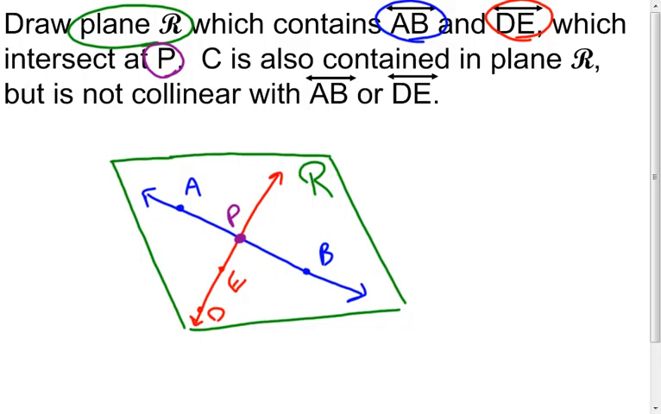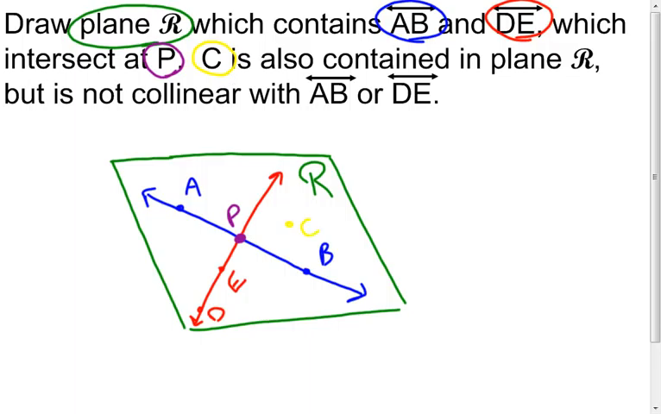Now I go on, and it tells us that we have point C here, and let's use yellow. This might be a little tricky to see, but we'll see what happens. Point C is also contained in plane R, so it has to be somewhere inside of my green parallelogram, but it's not collinear with line AB or line DE, meaning I can't put it anywhere on the red or the blue. So I'm just going to put C right there.